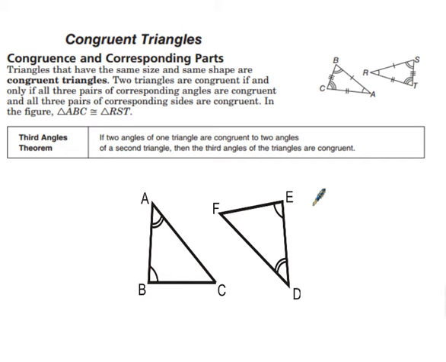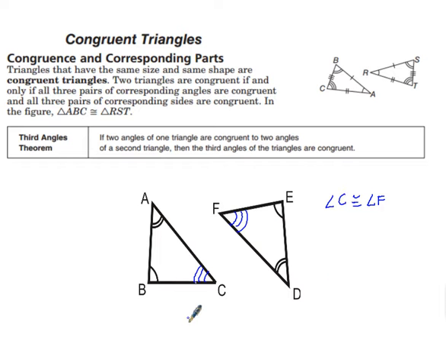So the first theorem we have today is the third angles theorem. And what it says is that if you have two angles of one triangle congruent to two angles of the second triangle, then the third angles of the triangles are congruent. So if we know that B is congruent to angle E and angle A is congruent to angle D, then we can conclude that angle C is congruent to angle F. So we could say that angle C is congruent to angle F, and the reason we could give, if we had to state a reason, justify or prove, we could say because of the third angles theorem.